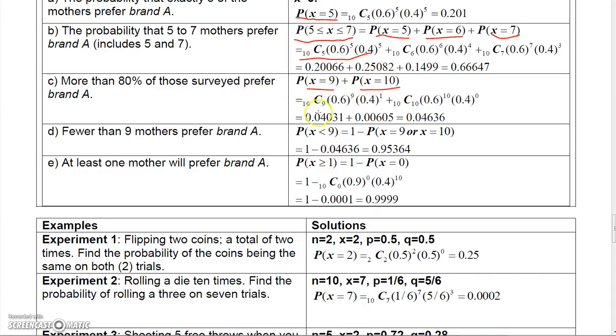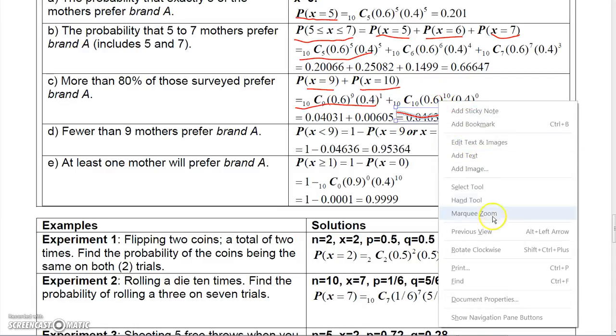So we have to find the probability that 9 mothers prefer brand A, and that would be 10 choose 9 times the probability P to the 9th times probability Q to the 1st. And then we have to find the probability that all 10 mothers prefer it. So that would be 10 choose 10 times 0.6 to the 10 times 0.4 to the 0. And you add those two numbers together to get your final answer.